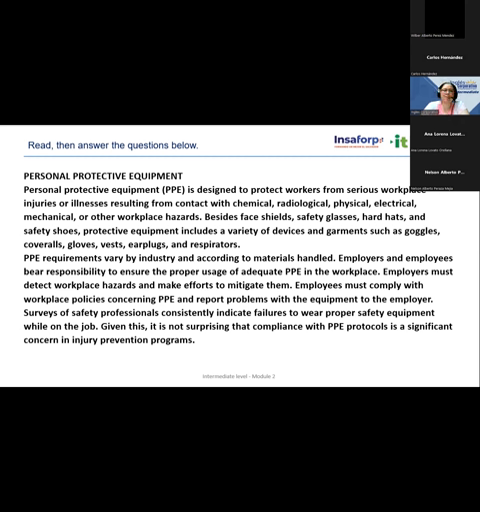Right. It's PPE. PPE. PPE. Yeah, yes. All right. Continue, please, Carlos.